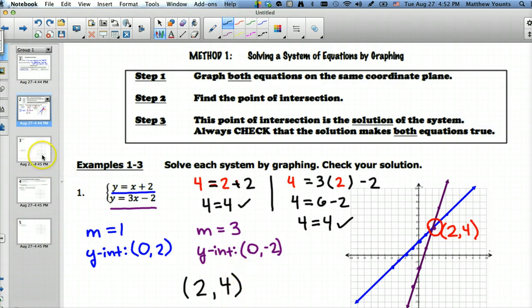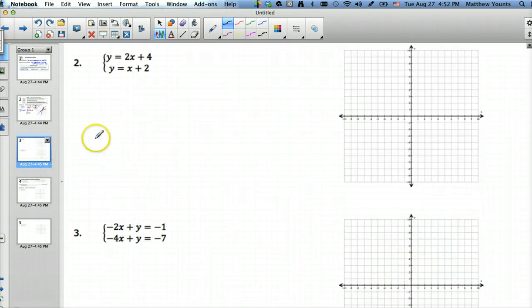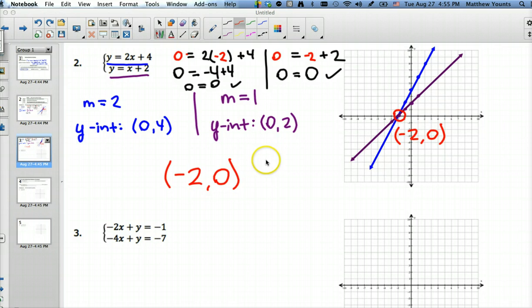Okay, let's go to number 2 and try another example. For this one, you have y equals 2x plus 4 and y equals x plus 2. If you'd like to, go ahead and click pause and try this one on your own, just to see if you can do this after seeing number 1. And then once you're done with that, click play to check your answer.